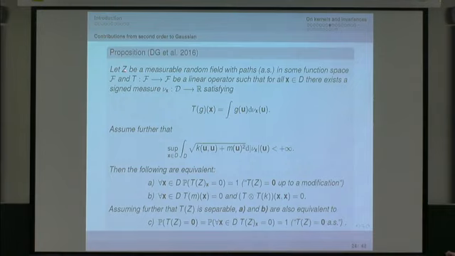So if you take a measurable random field, which has trajectories or paths that are almost surely in some function space, F, and then you take a linear operator from F to itself, which can be written in the form T of g of x is equal to the integral of g with respect to a signed measure that is indexed by x, and assuming some technical conditions for a Fubini theorem to apply, then you have the equivalence between invariance up to a modification and the fact that the mean and the kernel of the random field are in the null space of the operator T.